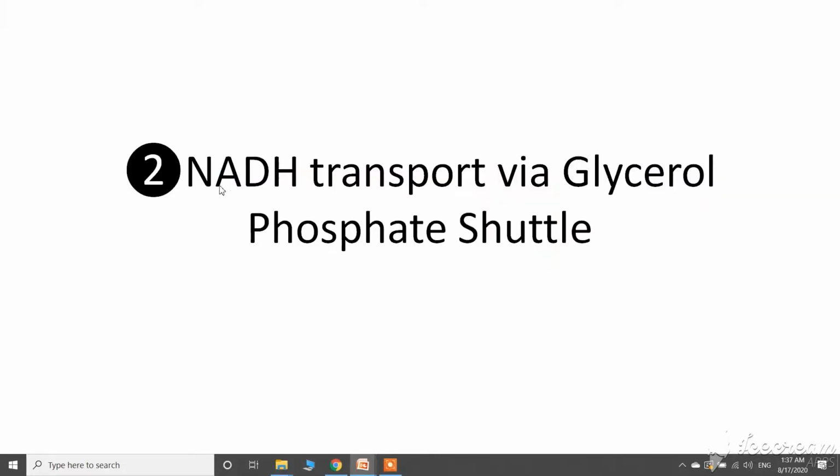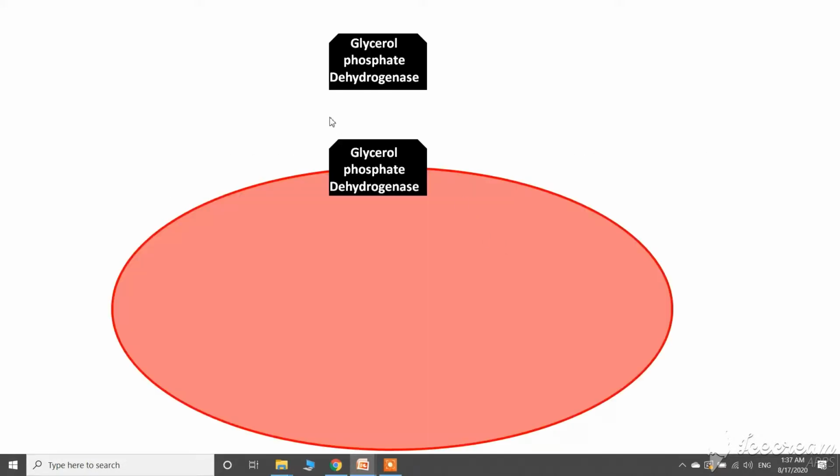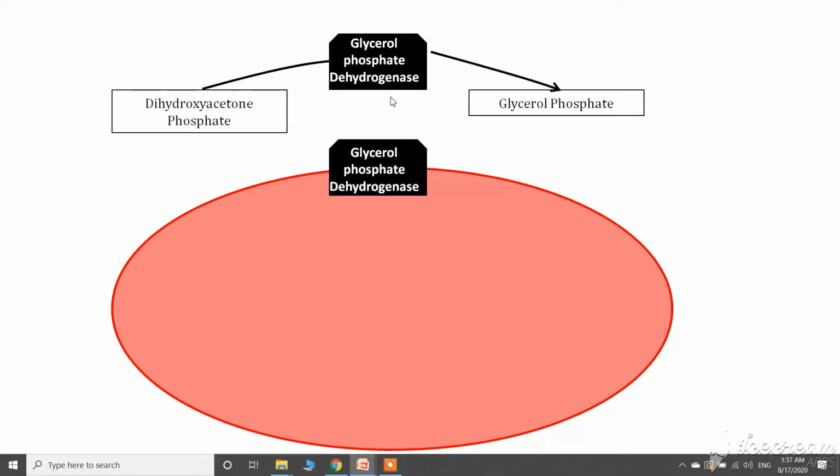Okay, so the second way in which we can transport NADH from the cytosol into the mitochondria is by using something called the glycerol phosphate shuttle. Okay, so here we're going to use the enzyme glycerol phosphate dehydrogenase. Now, this enzyme, one of them is going to be located in the cytosol, and the other is going to be located on the mitochondrial membrane. Now, these are the same enzyme, and basically they can catalyze a reversible reaction. So let's dive into a little bit more detail.